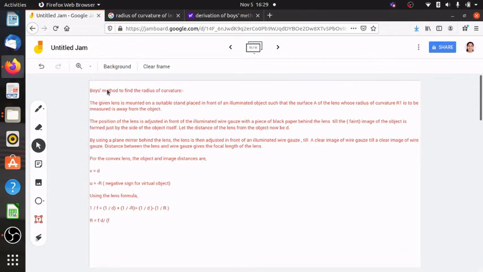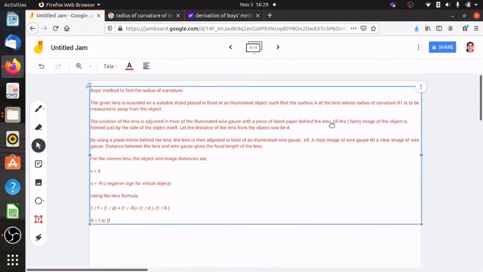Maybe you already studied this in your school days. Actually, the Boy's method is like this. A given lens which is used in this Newton's ring arrangement is mounted on a suitable stand placed in front of an illuminated object, with the surface of the lens whose radius of curvature is to be measured away from the object. Then the position of the lens is adjusted in front of the illuminated wire gauze with a piece of black paper behind the lens, till a clear image of the object is formed just by the side of the object itself.